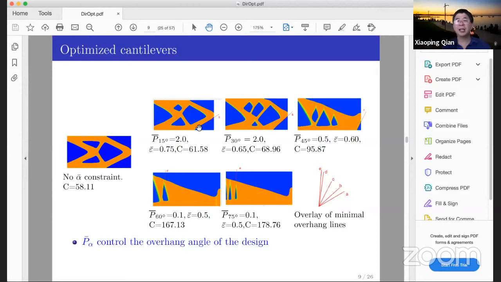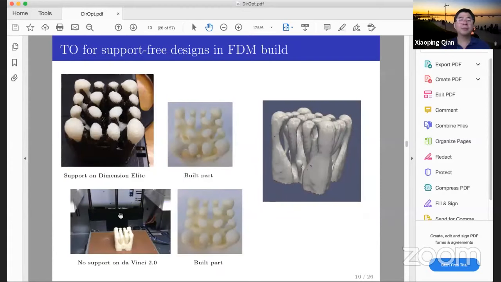You can see the minimum overhang angle is actually overlaid here. We can clearly control the overhang angle. And when you impose this overhang angle constraint, when you tighten it, the cost function becomes worse. So the design worsens in 2D. And we can extend this idea easily to 3D.